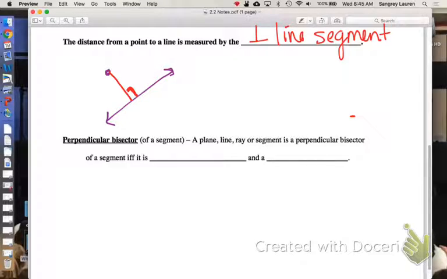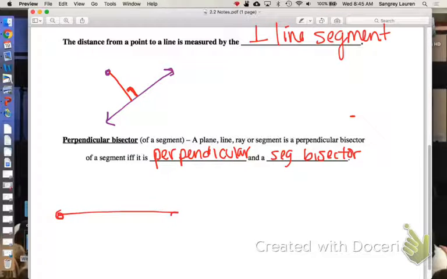All right, the last term, and this is a big one, perpendicular bisector. We just learned what perpendicular means. We already know what a bisector does to a segment. So a perpendicular bisector, it could be a plane, a line, a ray, or a segment if it's perpendicular and a segment bisector, which probably seems obvious. So let's get this all figured out.